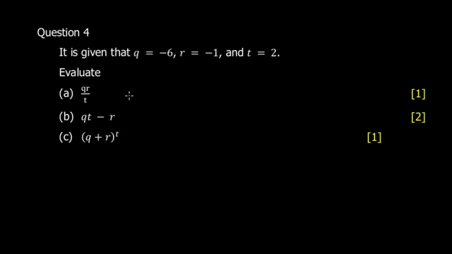Let's quickly move to question 4. It's given that q equal to -6, r equal to -1, t equal to 2, and you're asked to compute the value of qr by t. So our q is -6, our r is -1, our t is 2. So -6, negative and negative, you get positive.